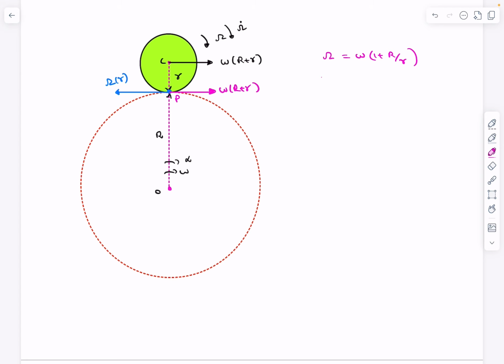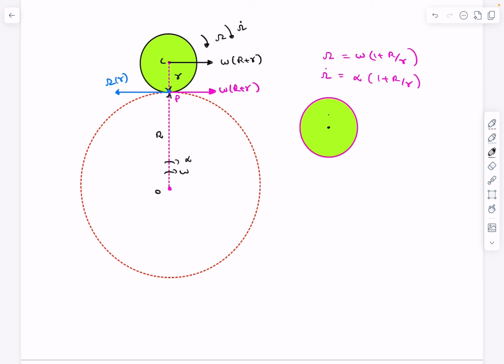Now if we just differentiate it, we can also figure out omega dot, which is going to be alpha times 1 plus capital R by small r. So now we wanted the acceleration of the bottommost point of the cylinder. It's clear that it won't have any tangential acceleration because of the no slip condition.